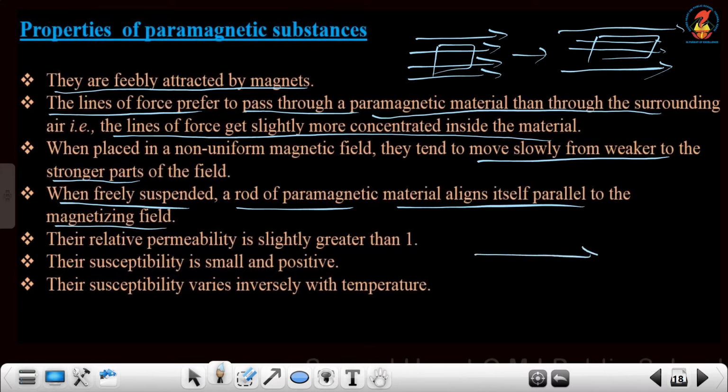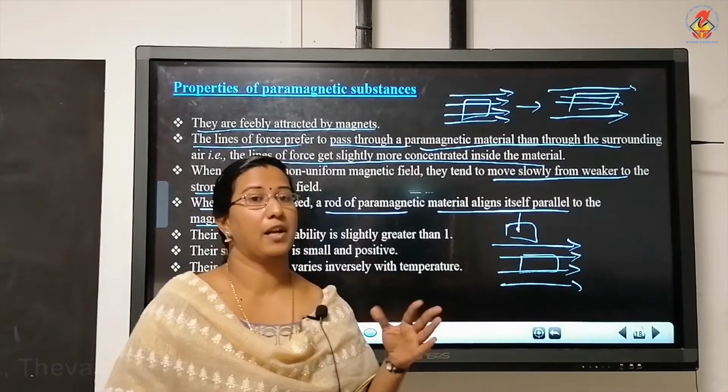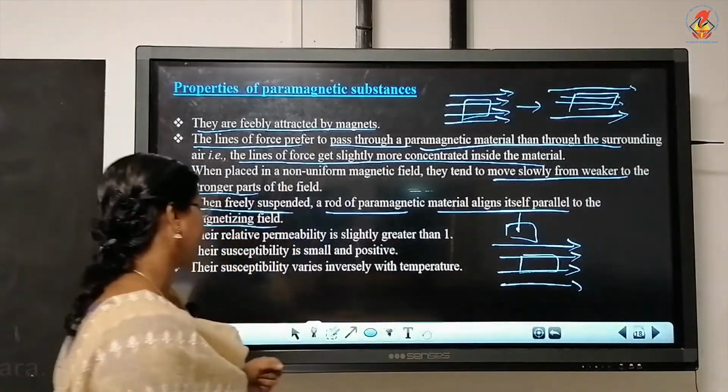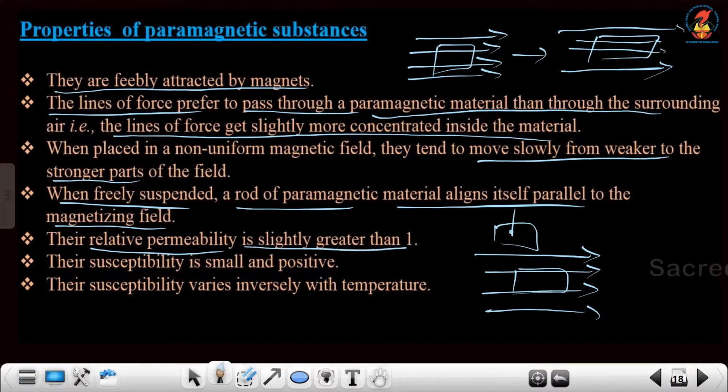If I have a magnetizing external field, and if I am suspending a paramagnetic material, what happens? The paramagnetic material will align in the field direction. Unlike diamagnets, what do they do? They align in a direction perpendicular to the external field due to their repulsive nature. And hence, we can say the relative permeability is slightly greater than 1.